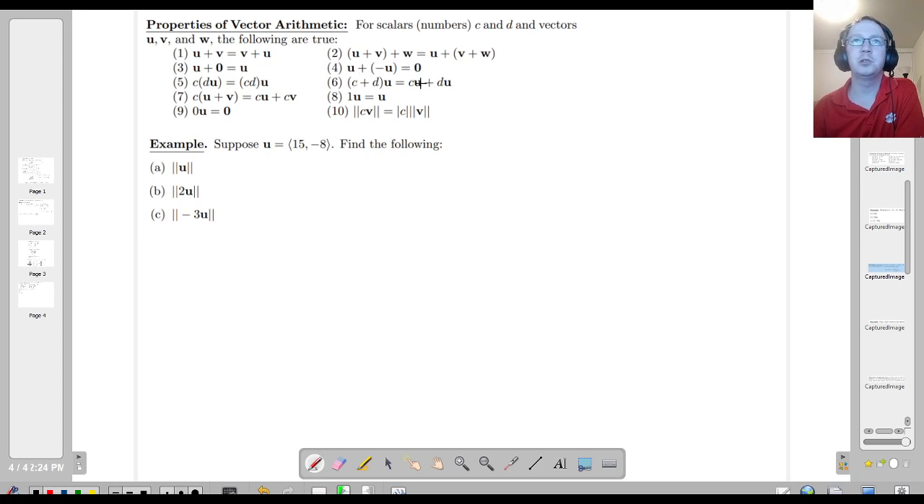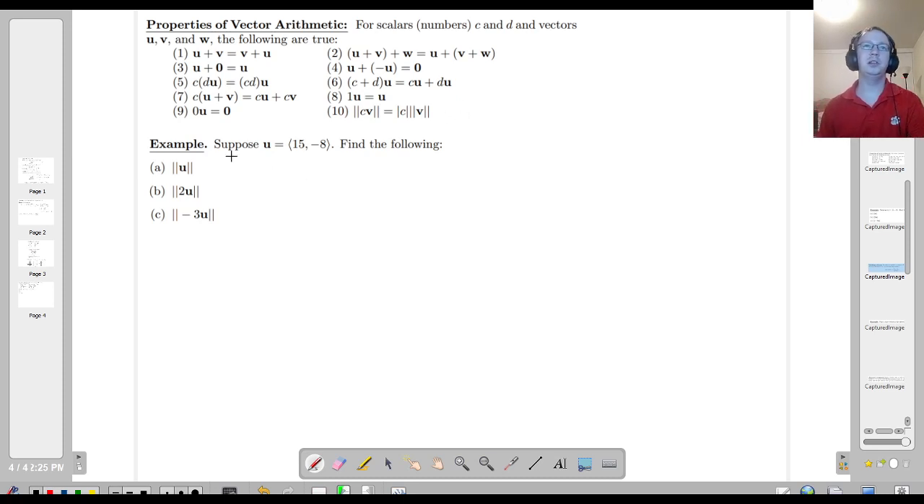If you add a vector and the negative of that vector, then that becomes 0. Okay, distributing also works the other way. So if you distribute two numbers, that would be cu plus du. Multiplying a vector by 1 doesn't change the result. And here's really the only new one that doesn't apply just to basic arithmetic, not including vectors. If you're trying to find the magnitude of a number times a vector, then it'll be the same thing as the original magnitude, just multiplied by the absolute value of that number c.